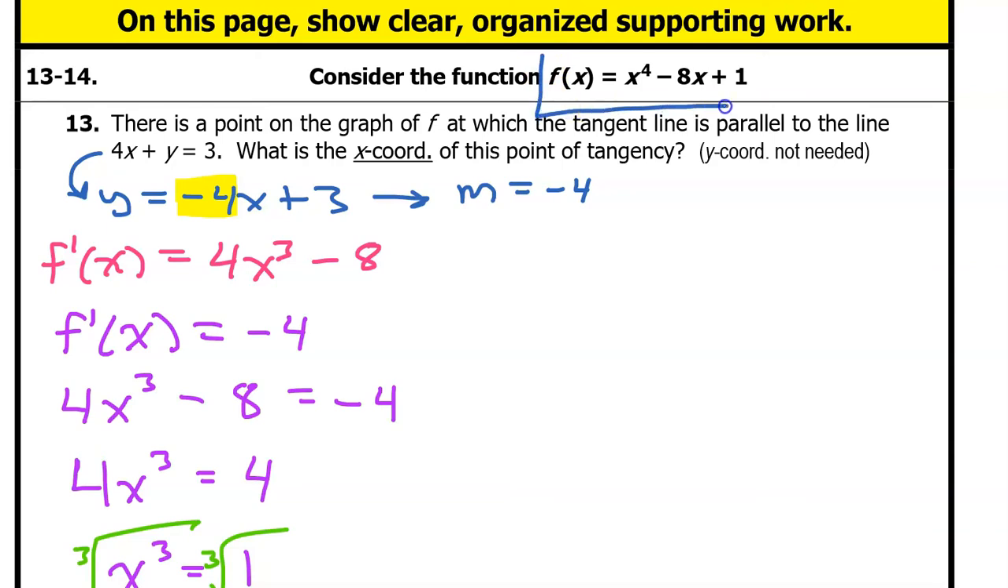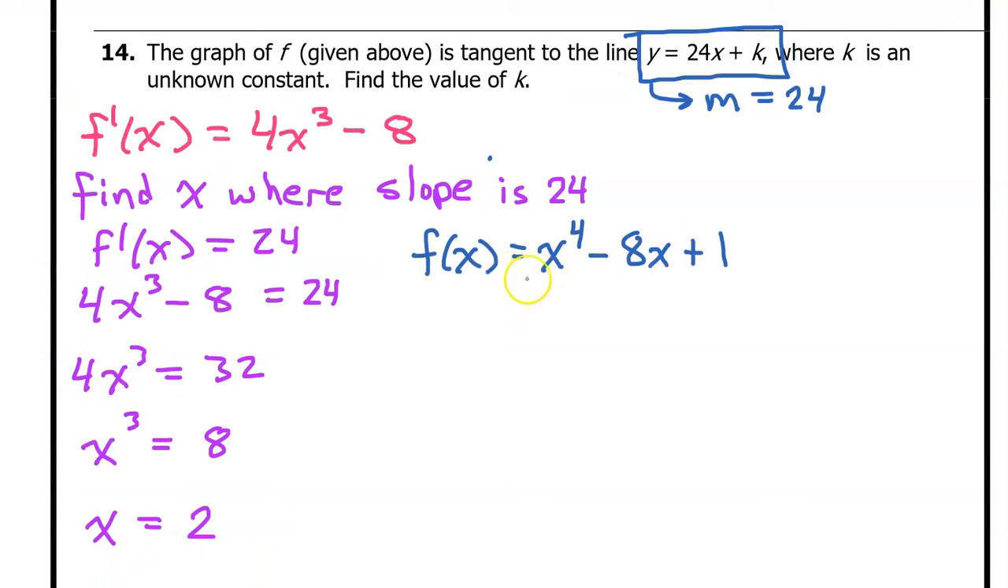Remember that f of x equals x to the fourth power minus 8x plus 1. But of course, at the point of tangency, the function and the tangent line intersect. In other words, at that particular point, the function equals the tangent line. So I'm going to go ahead and set the function equation equal to the tangent line equation. And I can solve this for k because we know the x value at the point of tangency. So let's go ahead and substitute 2 in for all of the x values.